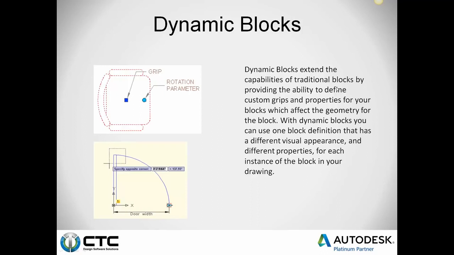So dynamic blocks, just a quick overview. Dynamic blocks extend the capabilities of traditional blocks by providing the ability to define custom grips and properties for your blocks, which affect the geometry for the block. With dynamic blocks, you can use one block definition that has a different visual appearance and different properties for each instance of the block in your drawing. That's also referring to visibility states that you could add to your blocks as well. So there's quite a bit of things you could do there besides just constraints and actions and parameters. There are also lookup tables, so quite a few features there.